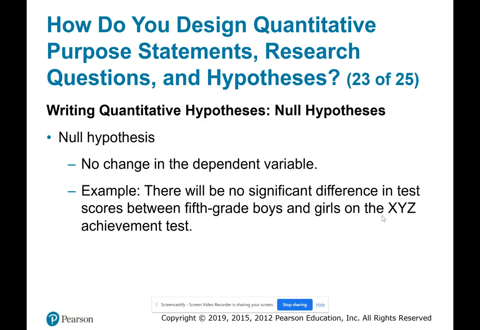A null hypothesis is the most common way to write a hypothesis. A null hypothesis makes a prediction that there is no change on the dependent variable because there is no difference between the relationship or groups of the independent and dependent variables. For example, there will be no significant difference in test scores between fifth grade boys and girls on the STAR achievement test.